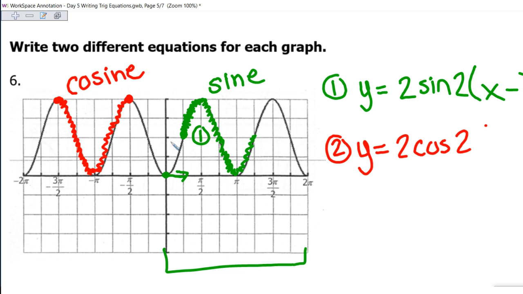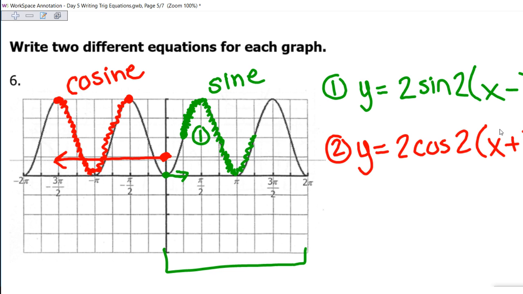Now, cosine should have started right here. So which direction did that function move? Left how much? 3 pi over 2. So how do I show it moved left 3 pi over 2 units? X plus 3 pi over 2. Now for the vertical translation, the x-axis translated up 2 units. It's up 2 units.